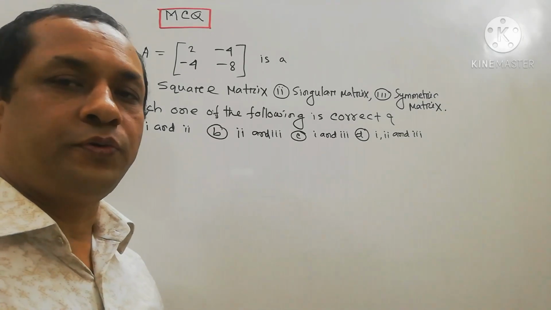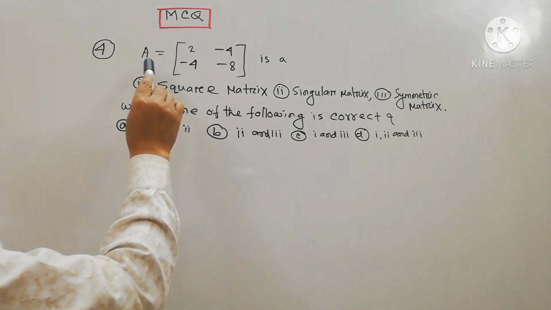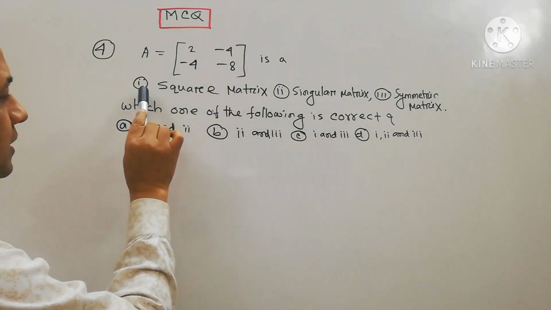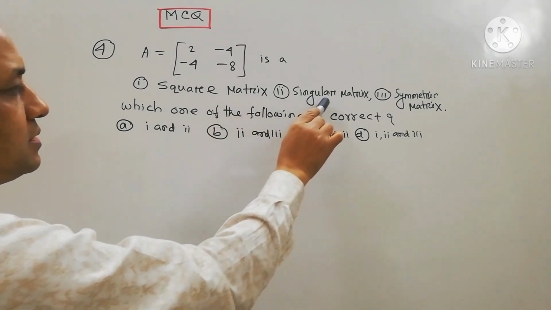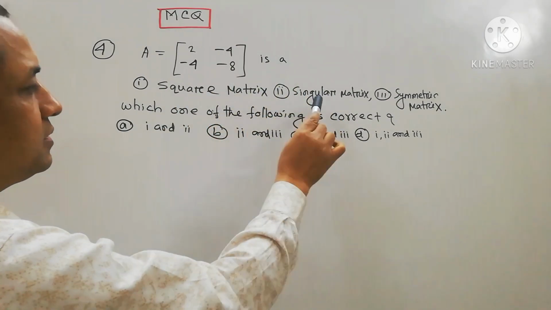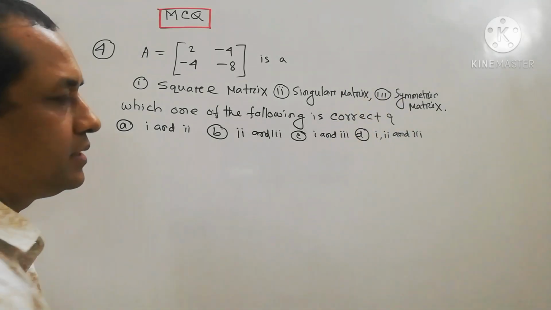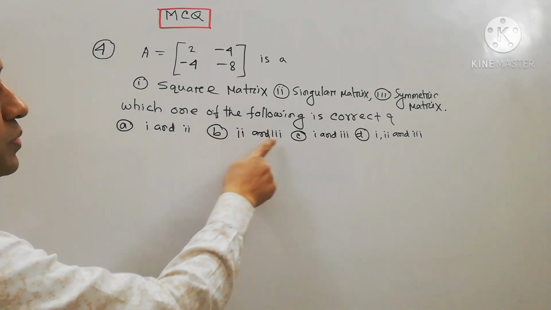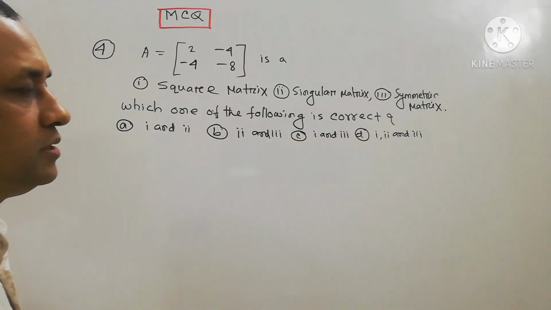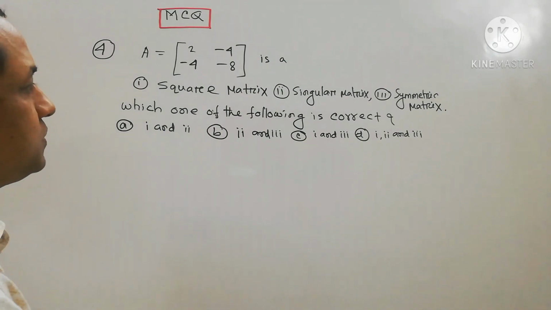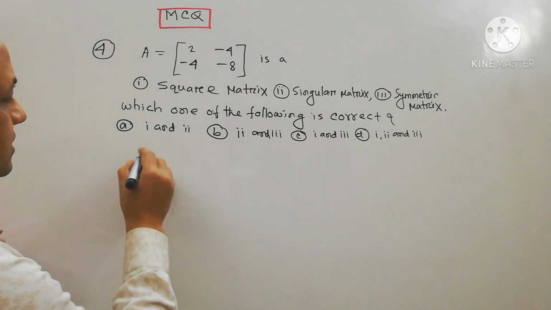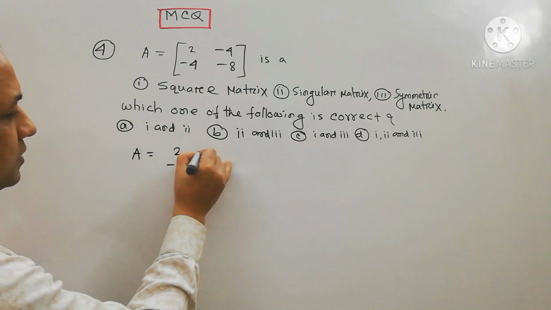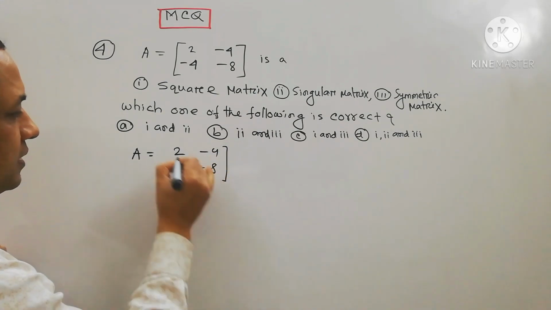Student, question number 4. Given matrix A equals 2, minus 4, minus 4, minus 8. Number 1, it is a square matrix. Number 2, singular matrix. Number 3, symmetric matrix. Option A is 1 and 2, B is 2 and 3, C is 1 and 3, and D is 1, 2 and 3. So student, here is the given matrix A: 2, minus 4, minus 4, minus 8.